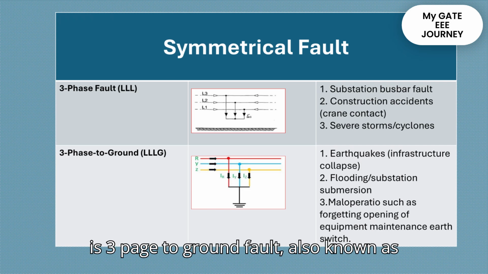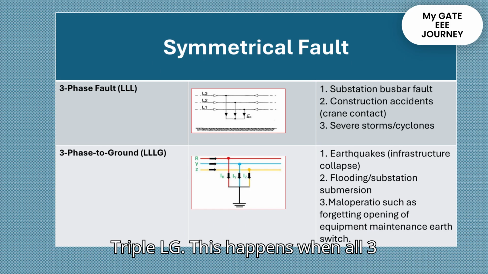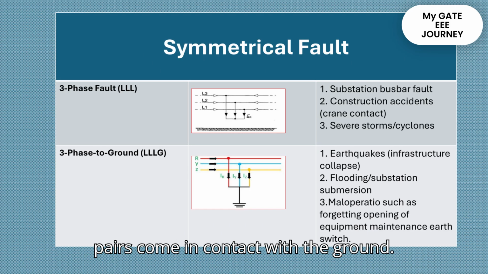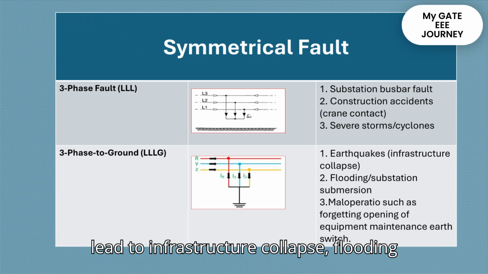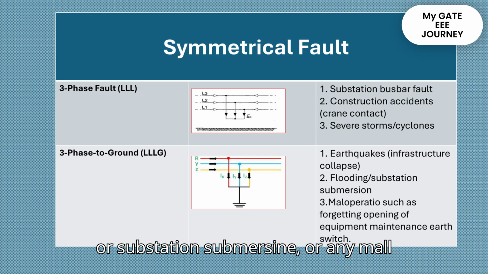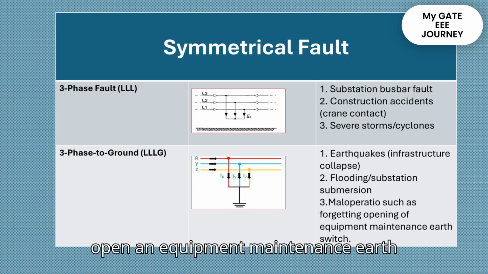Another type is three-phase to ground fault, also known as LLLG. This happens when all three phases come in contact with the ground. This can be caused by earthquakes that lead to infrastructure collapse, flooding or substation submersion, or any maloperation such as forgetting to open an equipment maintenance earth switch.